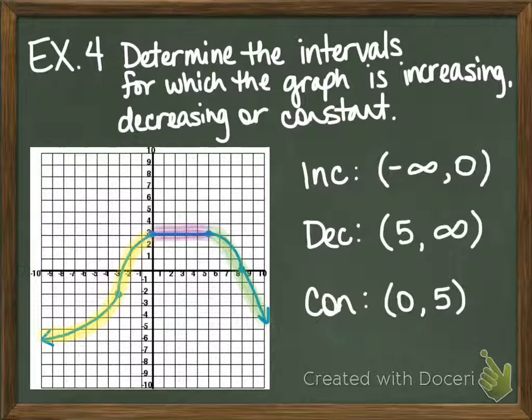So remember, you should be able to go through all of your different intervals and connect the whole graph. From negative infinity to 0, it's increasing. From 0 to 5, it's constant. From 5 to infinity, it's decreasing.